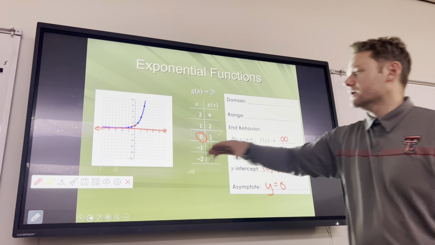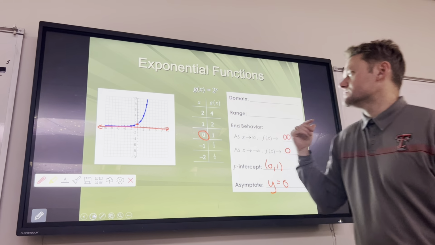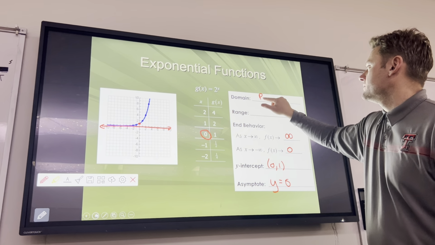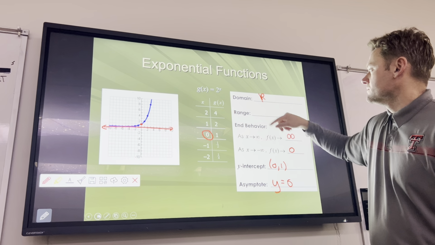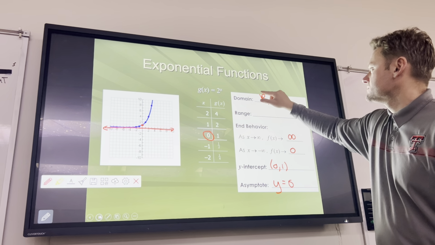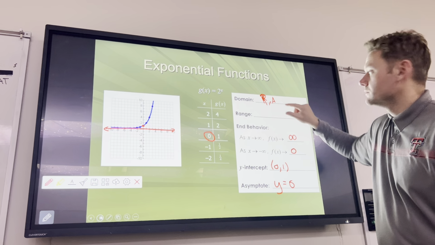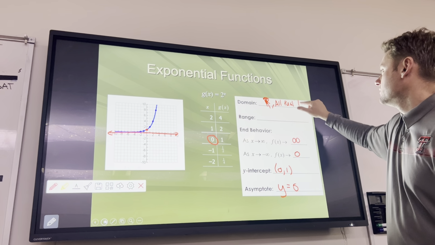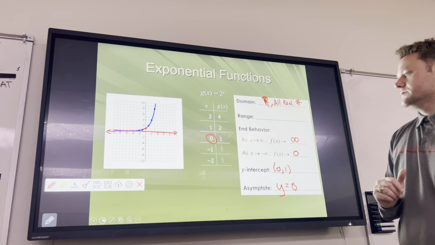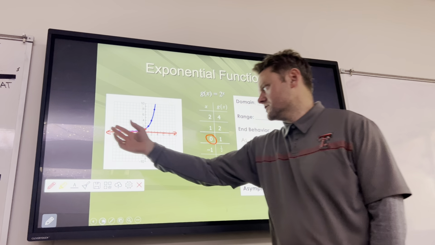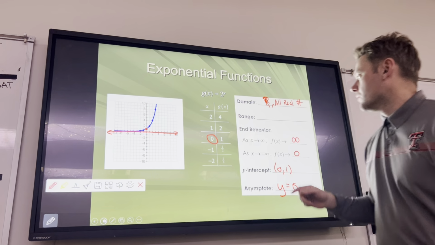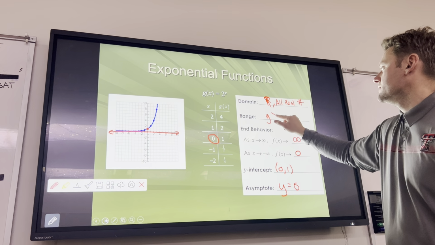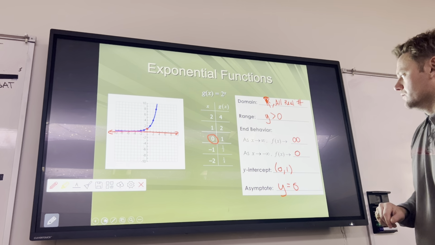So my domain and range, well, my x values, it's hitting all the x values, right? So it's all real numbers. My range, we go from 0 all the way to infinity. So y is greater than 0.